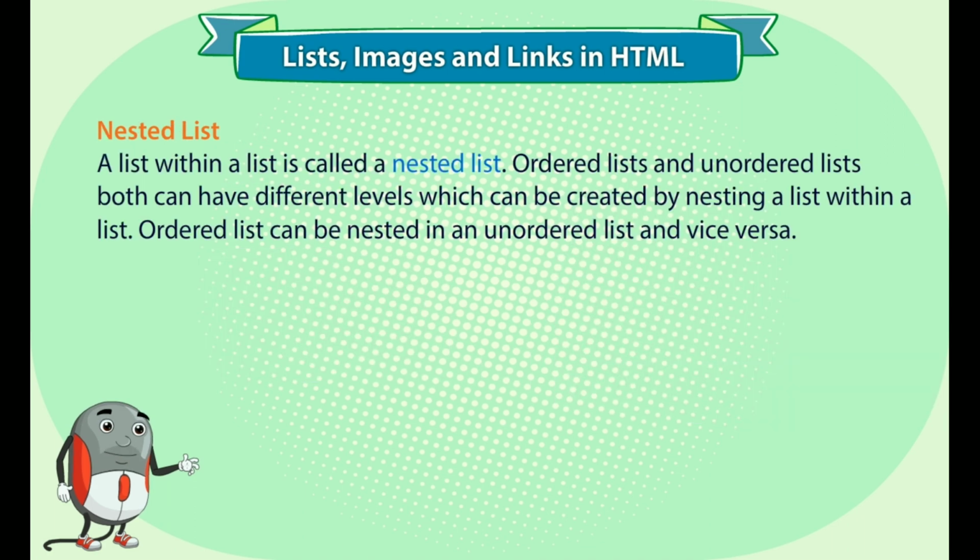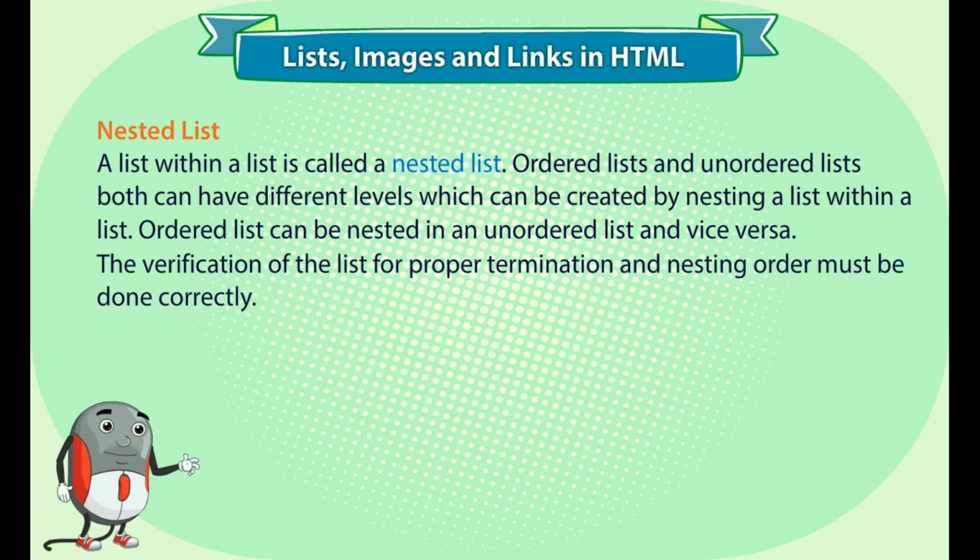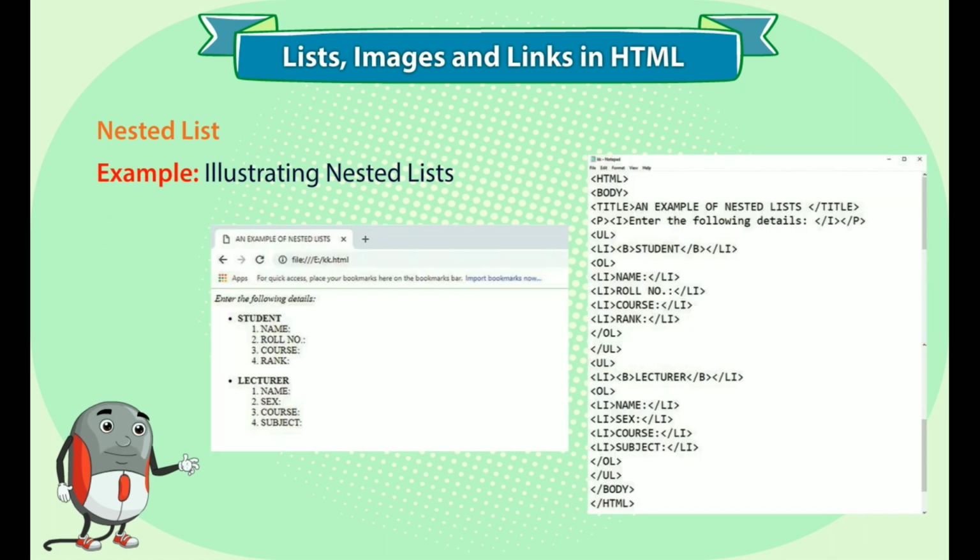Nested list. A list within a list is called a nested list. Ordered lists and unordered lists both can have different levels, which can be created by nesting a list within a list. An ordered list can be nested in an unordered list and vice versa. The verification of the list for proper termination and nesting order must be done correctly. Example: illustrating nested lists.